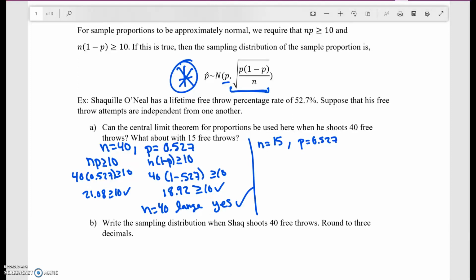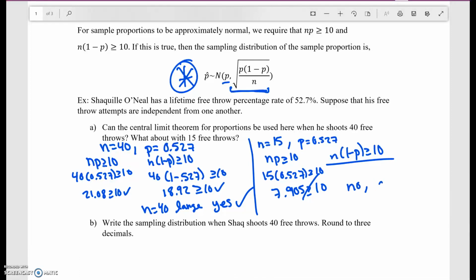Now, what about n equals 15? We've got to do the same thing. n times p has to be greater than or equal to 10, and n times 1 minus p has to also be greater than or equal to 10. So 15 times 0.527 gives me 7.905, and clearly this is not greater than 10. At that point, you don't even need to check the other one because we've already gotten a contradiction. So the answer here is no, we cannot use the central limit theorem for proportions. It's too small, it's not going to be approximately normal.